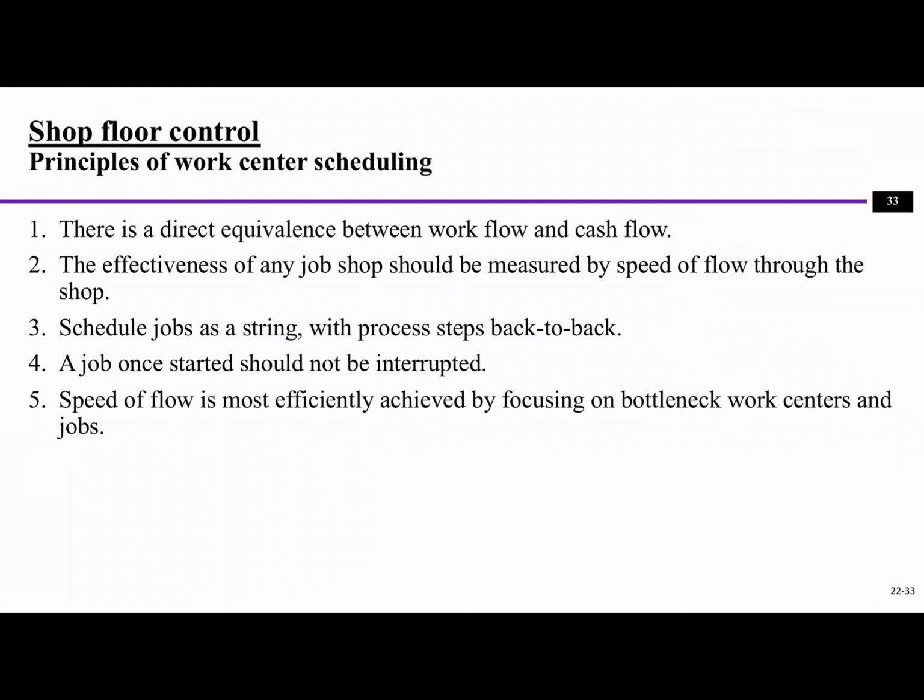Speed of flow is most efficiently achieved by focusing on the bottlenecks of work centers. So if you see any bottleneck or idle times in the processes, you probably want to find out where the bottlenecks are, and then use some cycle time analysis or find ways to reduce them, either by implementing better technology, getting more machines, or splitting the jobs. There are multiple ways to do that.